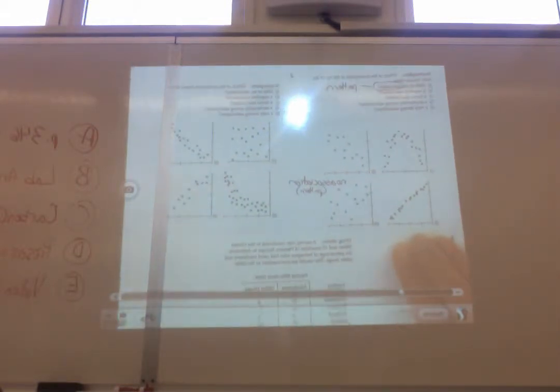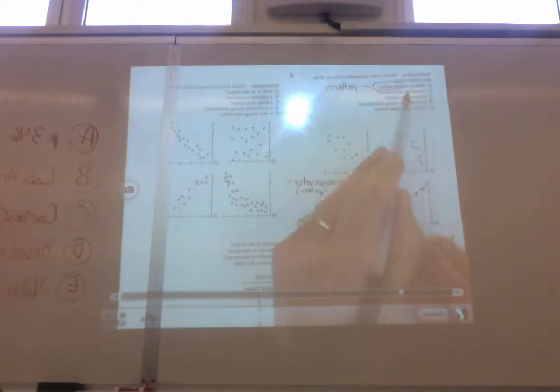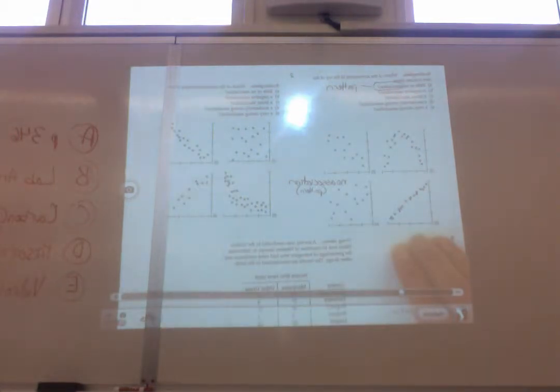Okay, now a negative association. What do you think negative means? What has negative been when we're looking at graphs? Going down. Looks like they might have a negative association. Here we go. Next to 3 somewhere, write negative association.